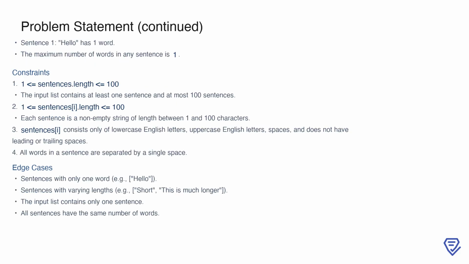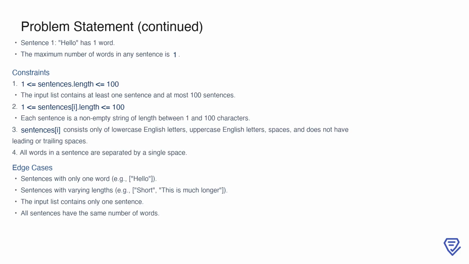Finally, let's go over some constraints and edge cases for this problem. First, the input list will always contain between 1 and 100 sentences, so there will always be at least one sentence to process. Each sentence will have a length between 1 and 100 characters, and sentences consist only of English letters and spaces, with no leading or trailing spaces. Words in a sentence are separated by single spaces, making word counting consistent.